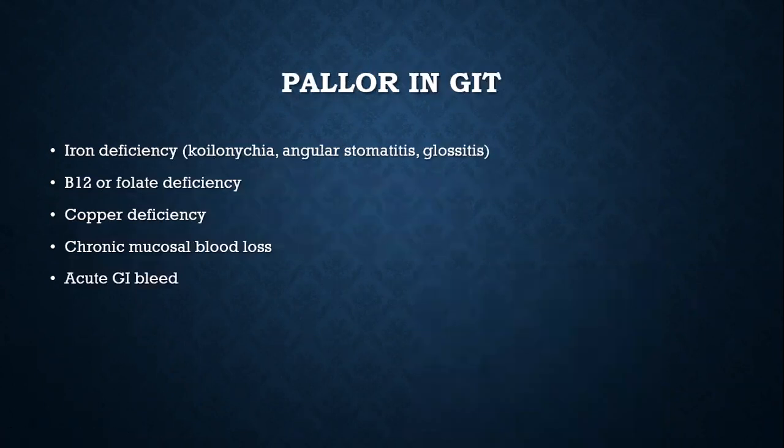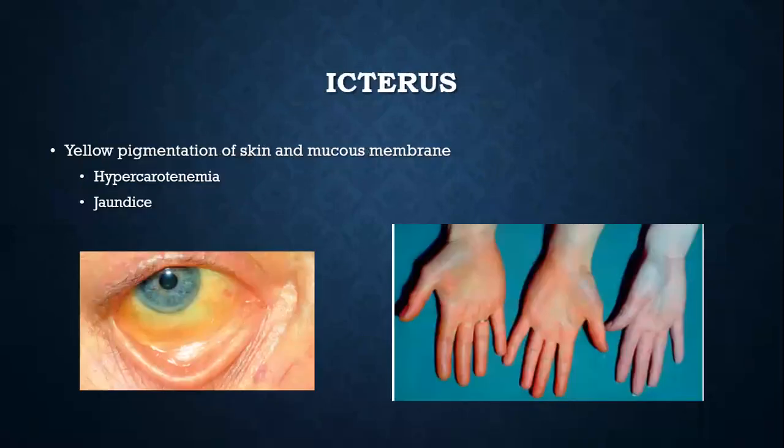So what are the causes of pallor in GIT? Anemia causes pallor. So any cause of anemia like iron deficiency, B12 or folate deficiency, and copper deficiency can also cause anemia. Any acute blood loss or chronic mucosal blood loss can also cause pallor. So we can differentiate the cause of pallor by looking for other signs. For example, presence of koilonychia, angular stomatitis and glossitis makes the pallor more probably due to iron deficiency. So we look for pallor.